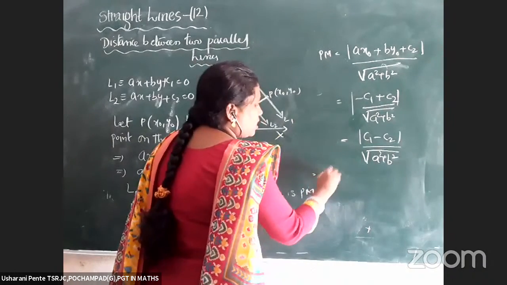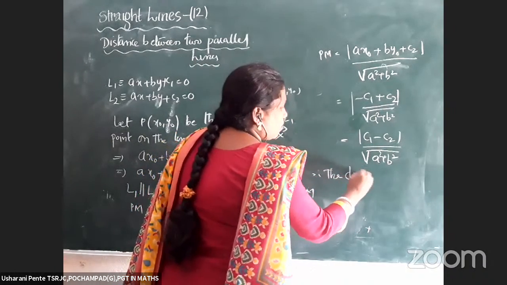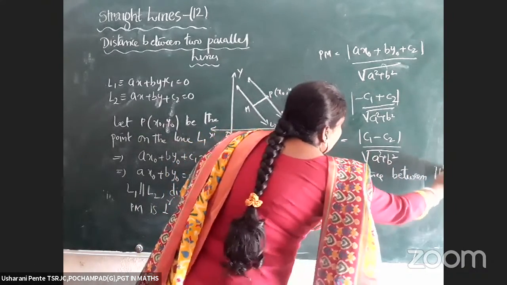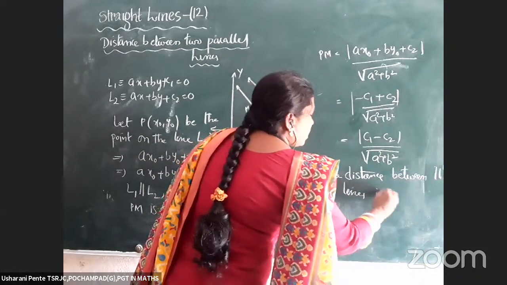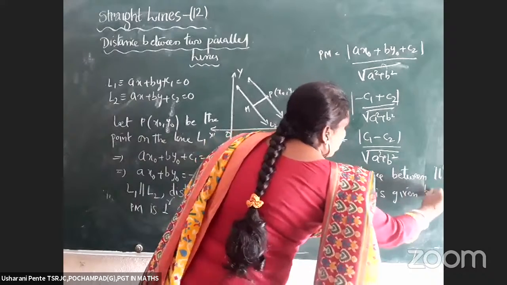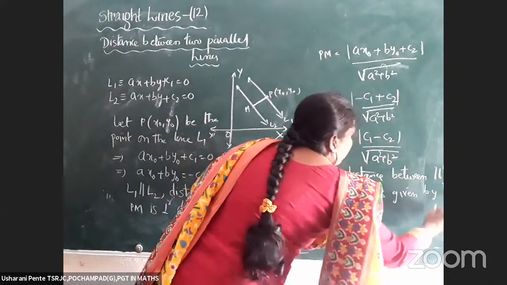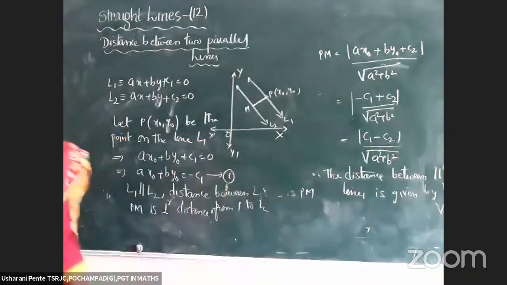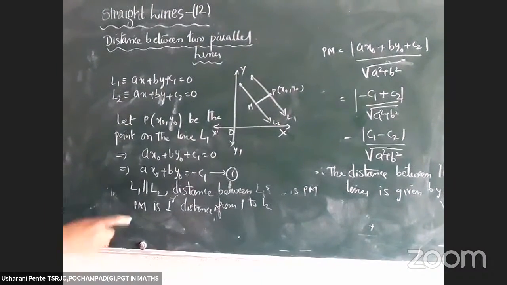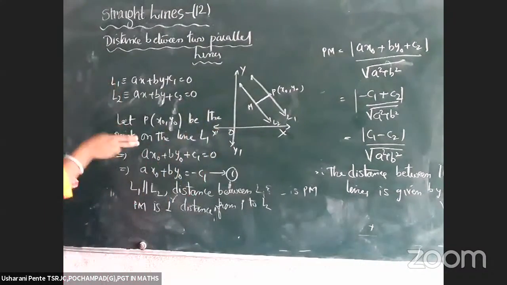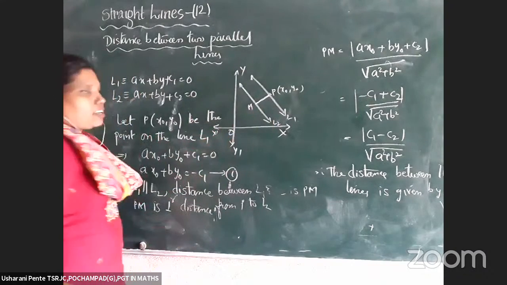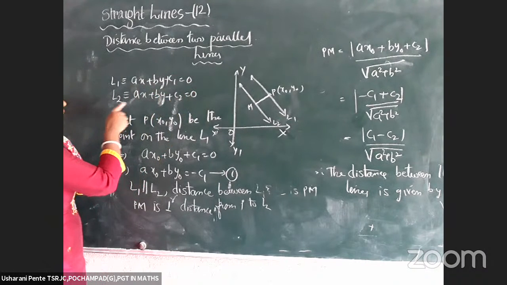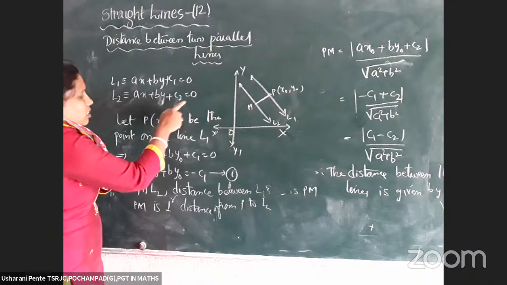Therefore, the distance between two parallel lines is given by mod C1 minus C2 by under root of A square plus B square. What we have taken is that there are two lines parallel to each other, and the lines are represented as Ax plus By plus C1 is equal to 0, and the line 2 is represented as Ax plus By plus C2 is equal to 0.